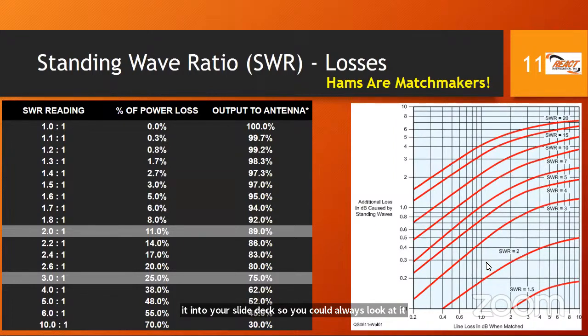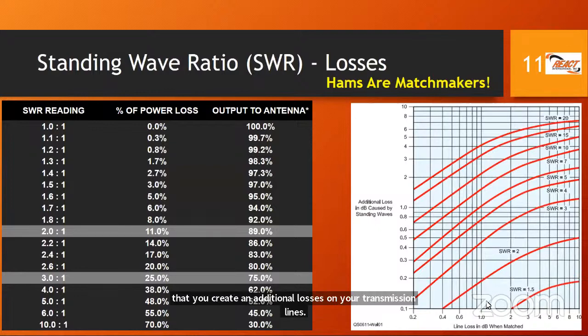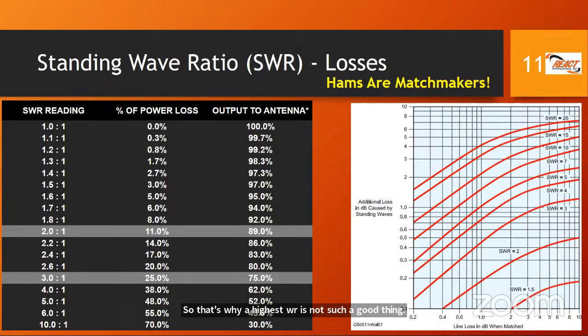Good information to have. So SWR itself, apart from reducing the power to the antenna, the amount that goes out, it also increases line loss on your transmission line. So you're kind of getting a double whammy there when you have a high SWR. You're already losing signal because of that reflective wave, your high SWR. But because of that, you're creating additional losses on your transmission line. So that's why a high SWR is not such a good thing. You want to reduce it to the minimum.